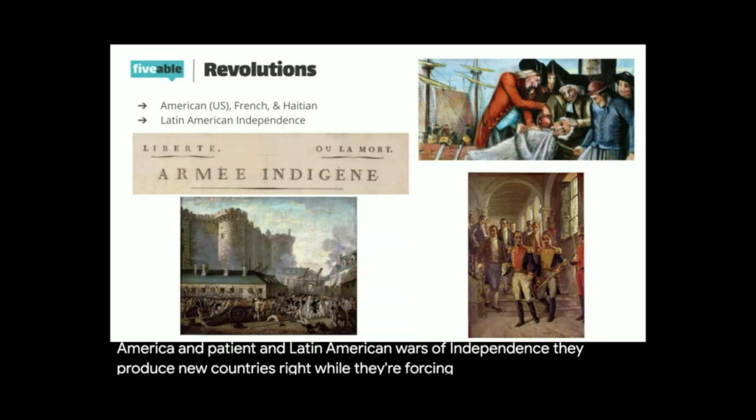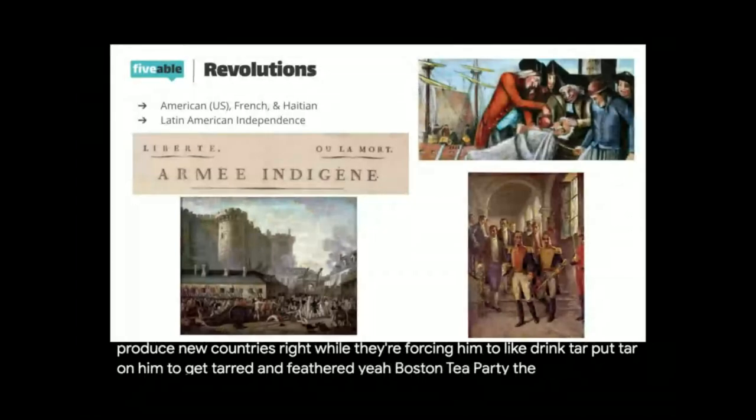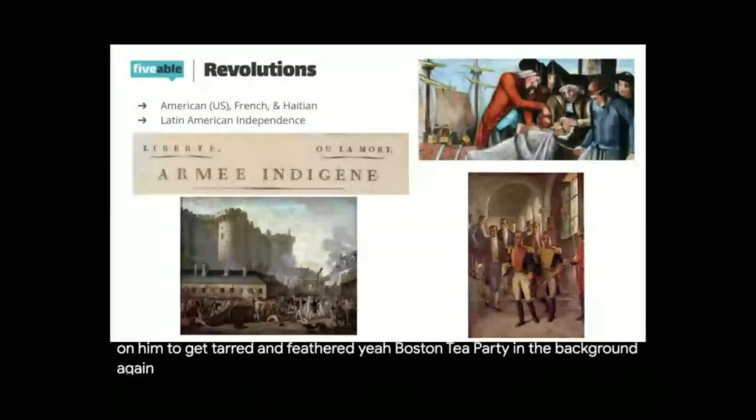They're forcing him to drink tar, putting tar on him, tar and feathers. Yeah, Boston Tea Party. Again, this is a British perspective. You can see how they're shown as evil.